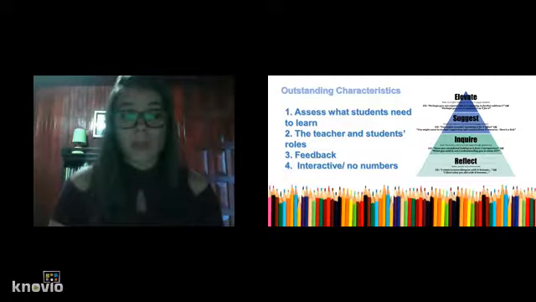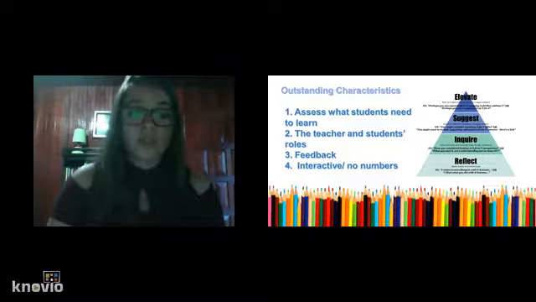Then we have feedback, which is really important, and it should be meaningful and accurate. So there in the pyramid we have some points that can be included to have a meaningful feedback, which will be to elevate, suggest, inquire, reflect, in order to give the appropriate feedback to students.